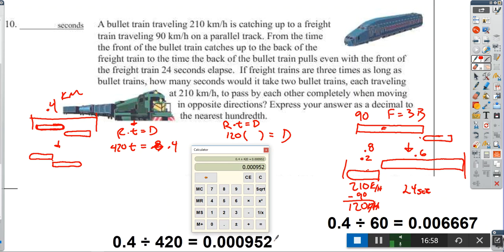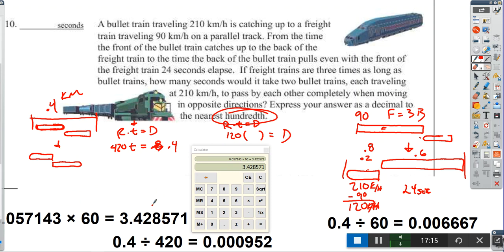But this is how many hours. We need to know how many seconds. So I'm going to multiply it by 60 seconds in a minute times 60 minutes in an hour. And voila, we have our answer. And it says rounded to the nearest hundredth. This is the nearest hundredth right here, and 8 is bigger than 5. So my final answer is 3.43 seconds. Wow. Those trains are going really fast.